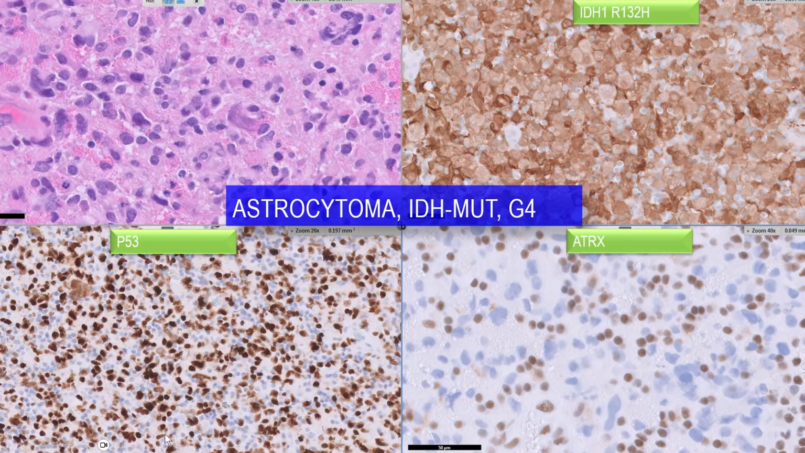P53, here we have that diffuse wild type, so it's most likely a missense mutation. And then some probably normal cells in the background, and that can also give you an idea of your tumor cellularity. And then ATRX, where you have the loss. So the negative cells are the ones with the loss here, and then the staining cells are probably background normal.